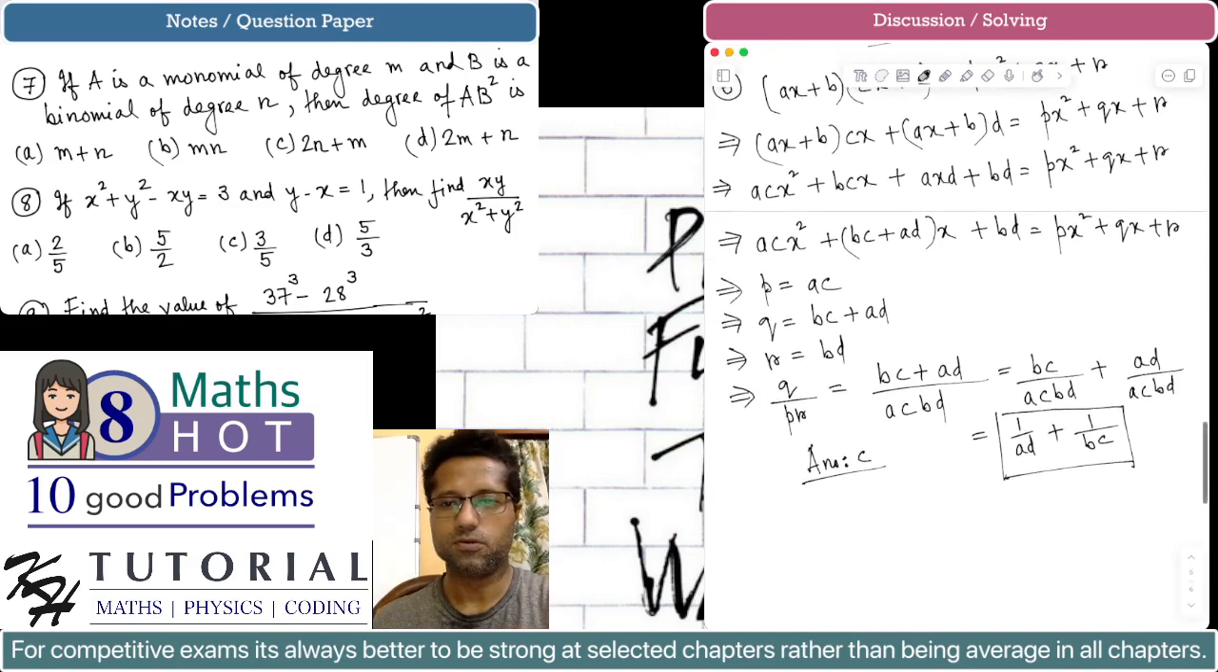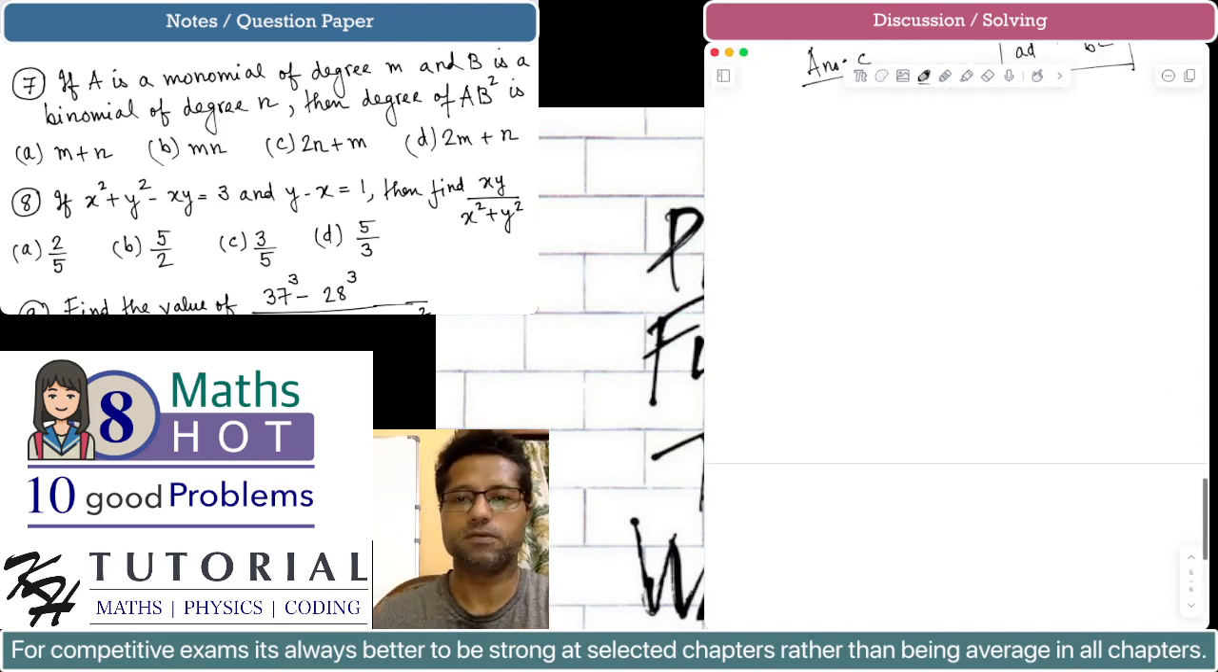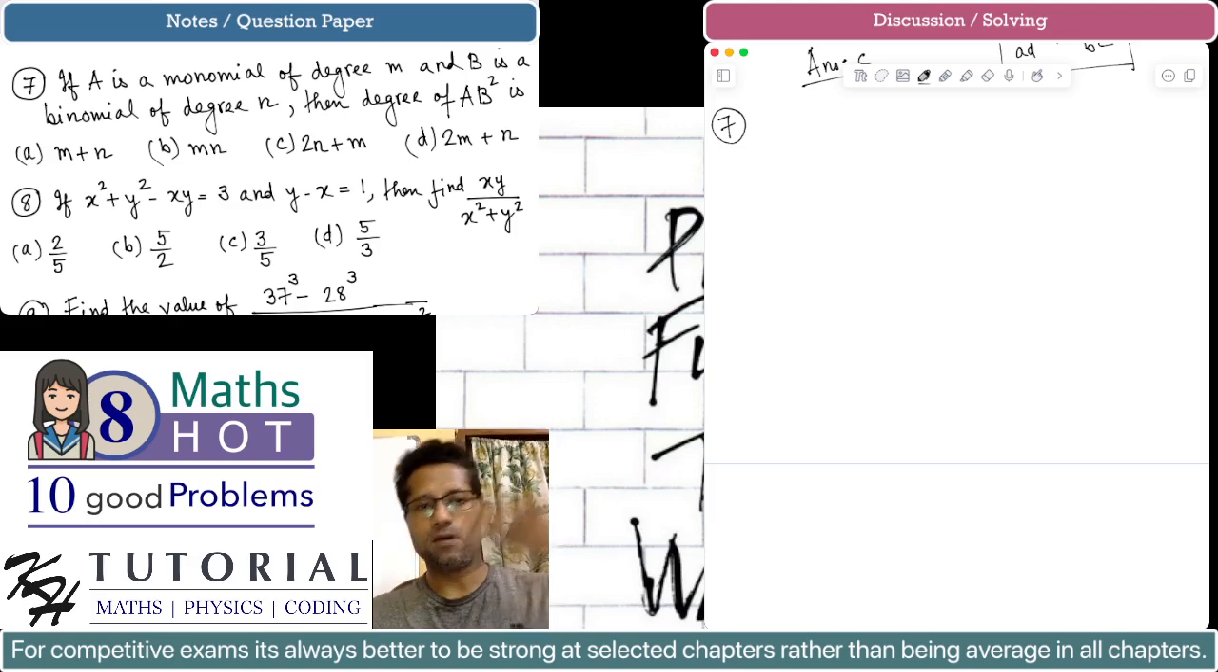Okay, let's do problem number 7. If A is a monomial of degree m and B is a binomial of degree n, then find the degree of AB square, that is A multiplied by B square. A is a monomial of degree m, and B is a binomial of degree n.